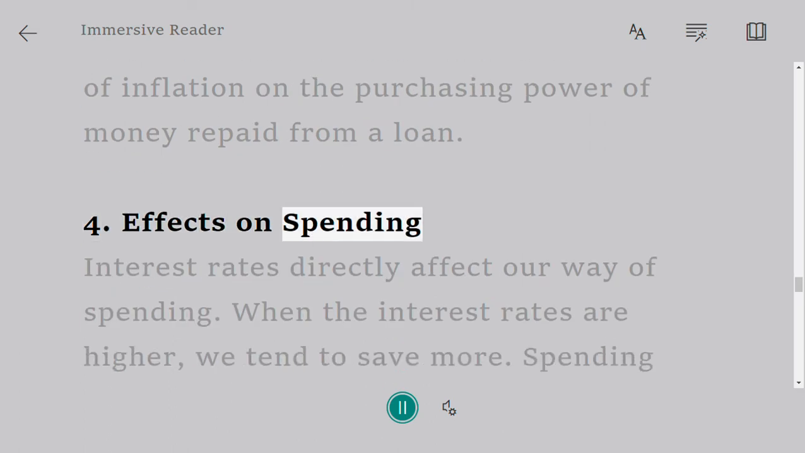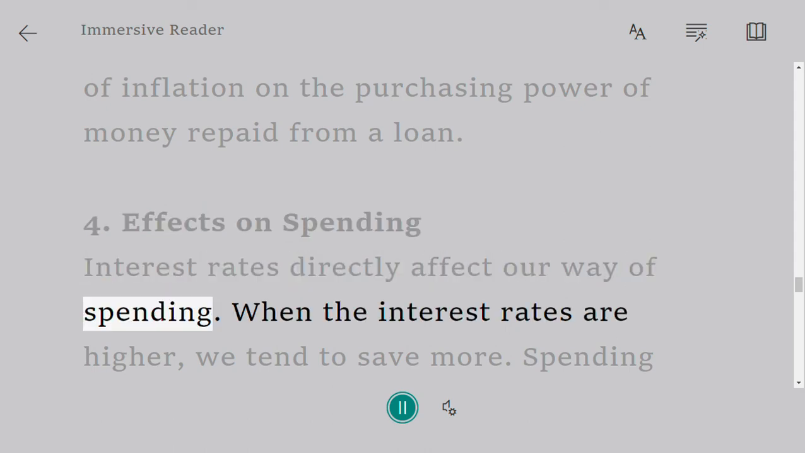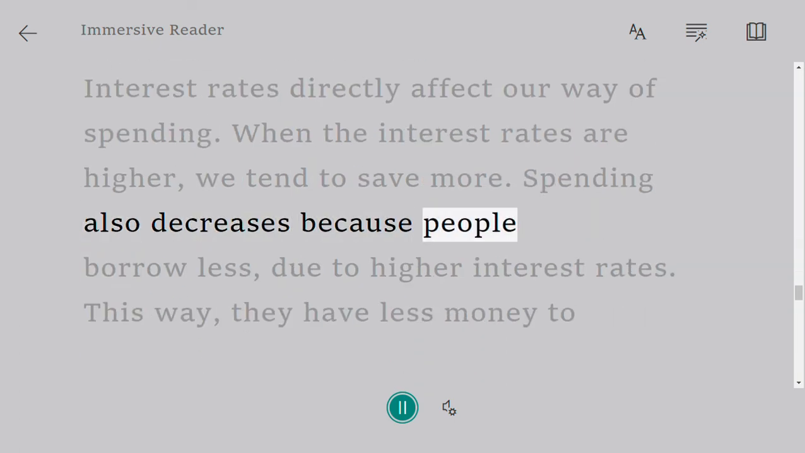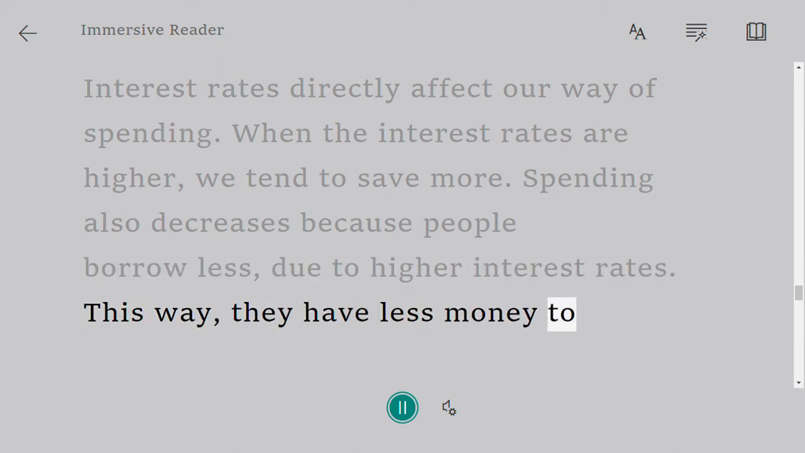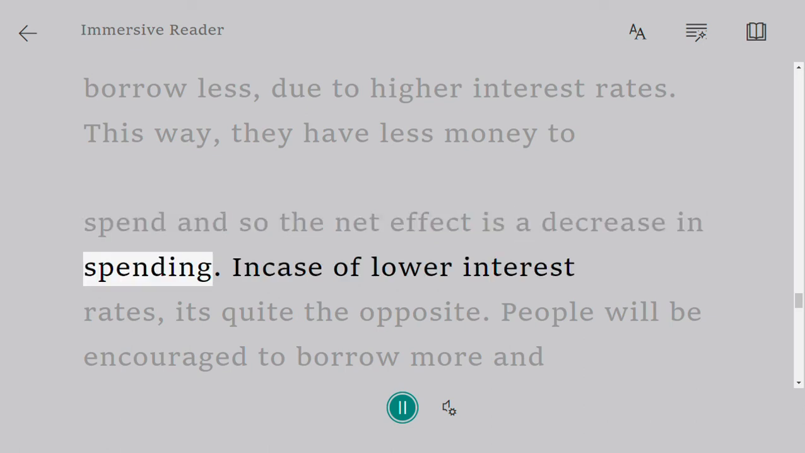4. Effects on spending. Interest rates directly affect our way of spending. When the interest rates are higher, we tend to save more. Spending also decreases because people borrow less due to higher interest rates. This way, they have less money to spend, and so the net effect is a decrease in spending.